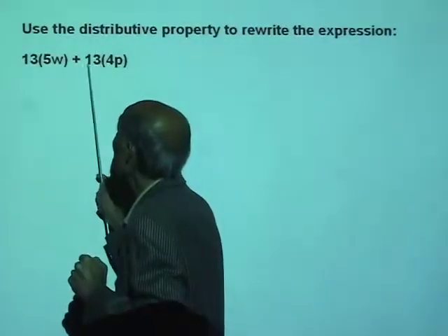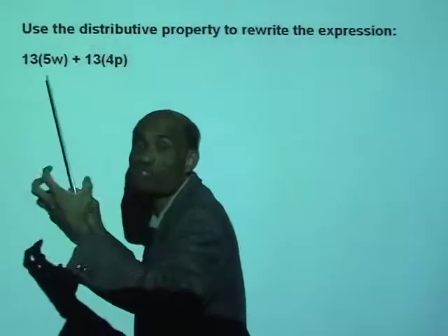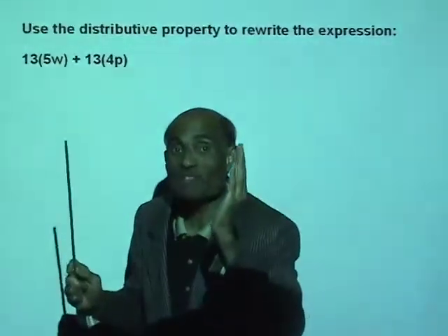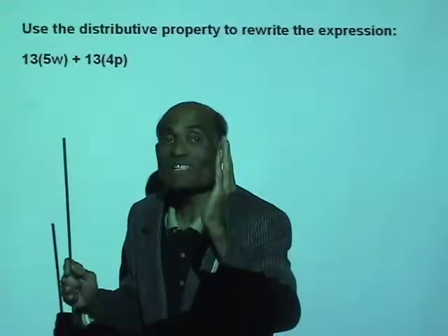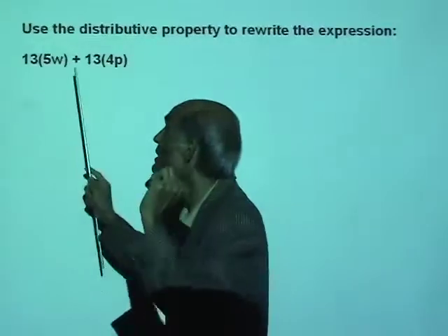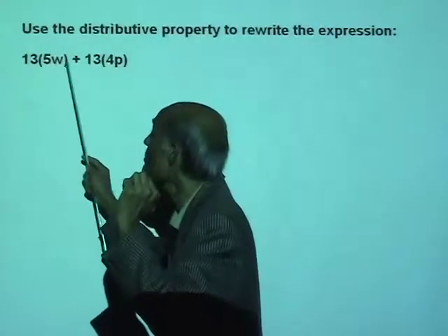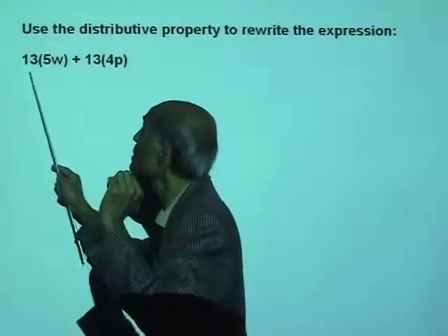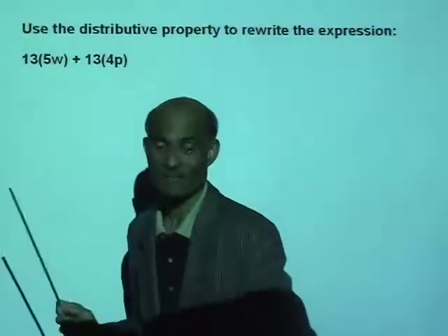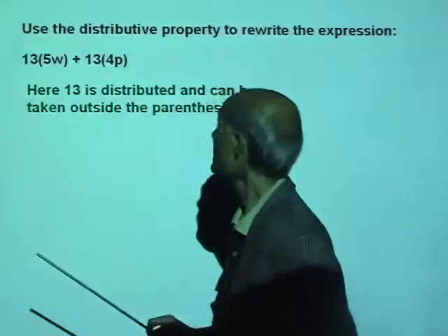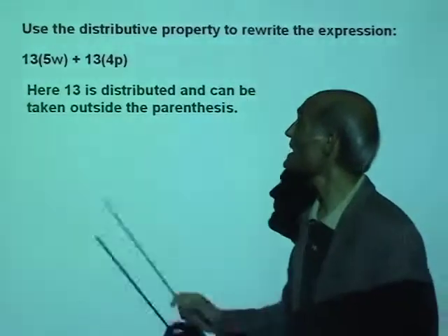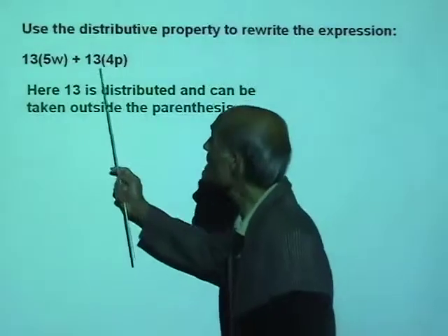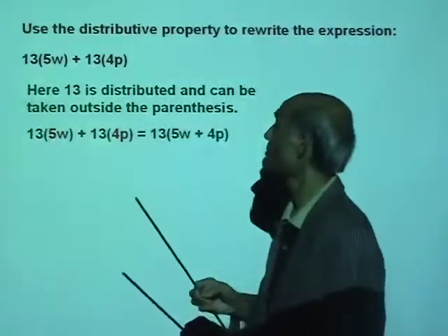So what we can do is pull this 13 out and keep it outside a parenthesis. And what will then stay inside the parenthesis? It will be 5w plus 4p, and the 13 will stay outside. Alright, so here 13 is distributed and can be taken outside a parenthesis.